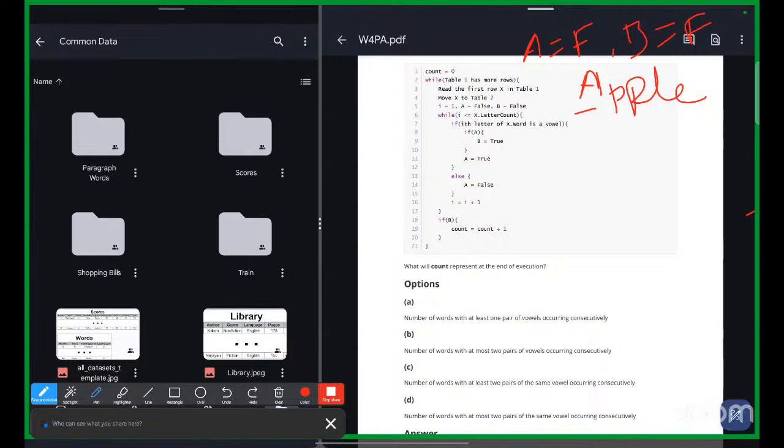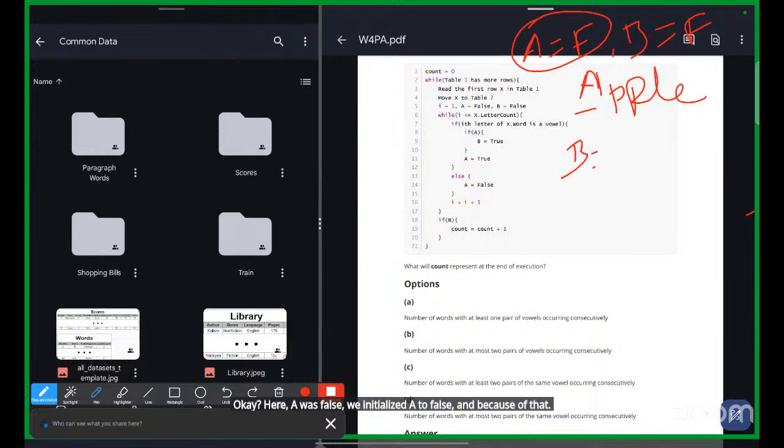So for the first letter, that is A, if we check line number 8, A was false. We initialized A to false, and because of that, B will also remain false. So this is for the first A.